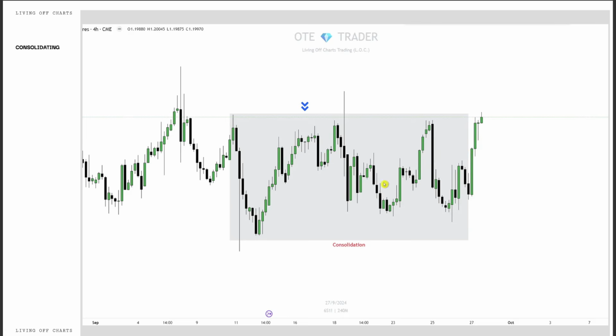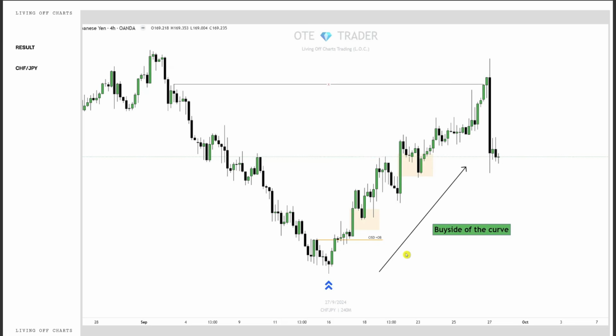So we've got a Swiss franc over here, right? It's very indecisive. It's stuck in a box. We can see from this candle over here. Now let's pair them together, right? You get CHF JPY. JPY weak, while CHF is still consolidating. But because JPY is so weak, you will still see CHF JPY go into buy side of the curve, right? Another great example of relative strength analysis.